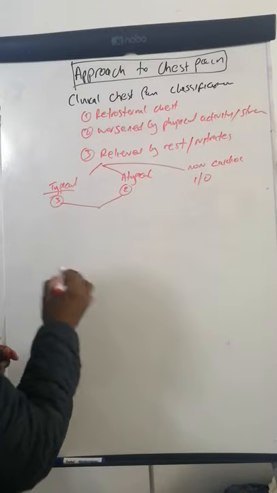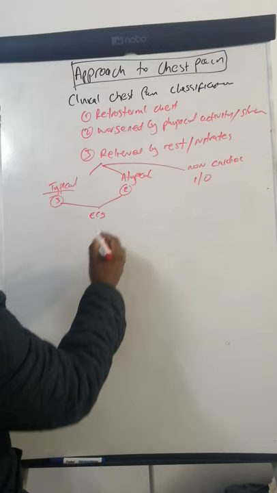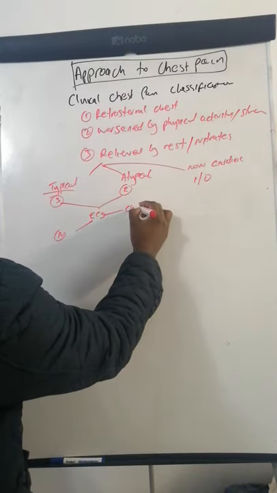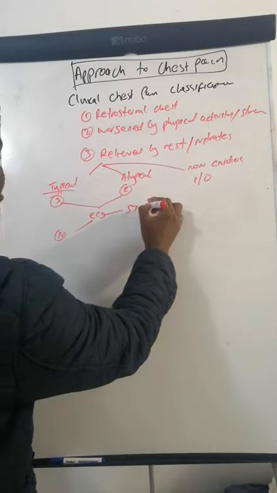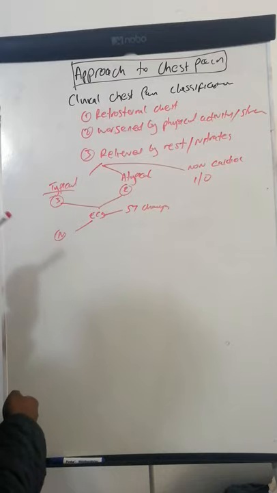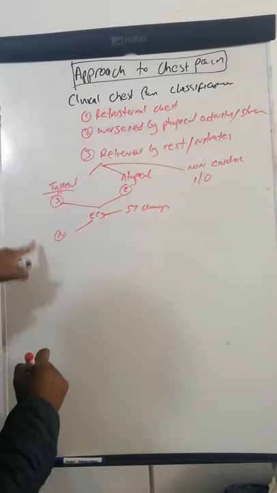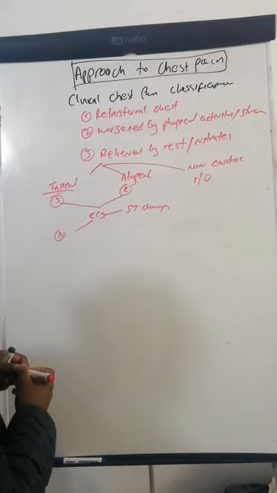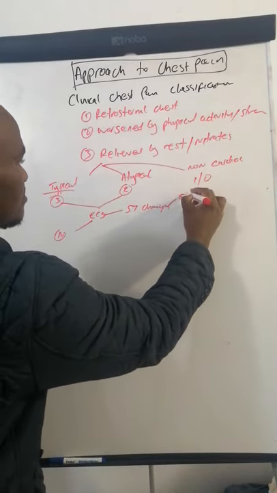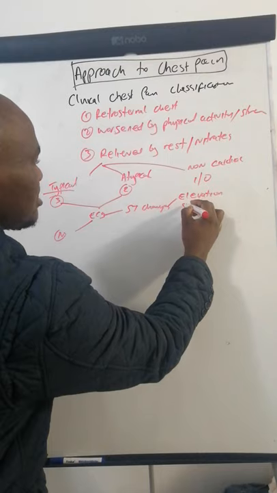So if it's typical or atypical, the next thing that you do is an ECG. Once you do your ECG, it can either come back normal or it can come back with ST changes. So when you do an ECG on these patients, the first thing that you want to quickly look at is your ST segment. Are there any changes there? If there are no changes, I'll talk about this when I come back. So if there are changes, what kind of change are you seeing? Are you seeing an ST elevation? ST elevation, then it means you have a STEMI.